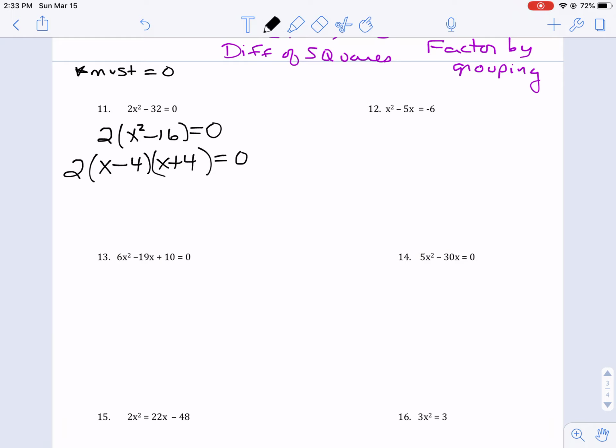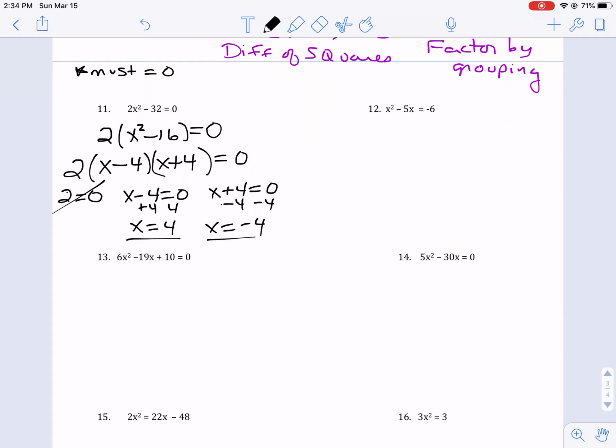You take each of your factors and set it equal to 0. I have 3 of them. So 2 equals 0, which doesn't make sense. 2 never equals 0. This is called an extraneous root. It has no variables. Cross it off and reject it. Then x minus 4 could equal 0, or the x plus 4 could equal 0. Add 4 to both sides. 1 root is 4. Subtract 4 from both sides. The other root is negative 4. So that tells me if I were to graph that parabola in question number 11, it would cross the x-axis at 4 and negative 4. I'm finding the roots. I'm just doing it algebraically.